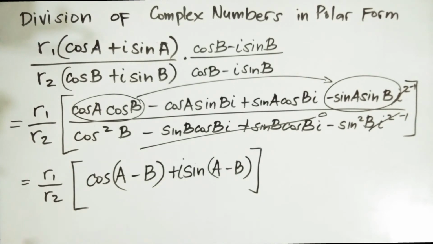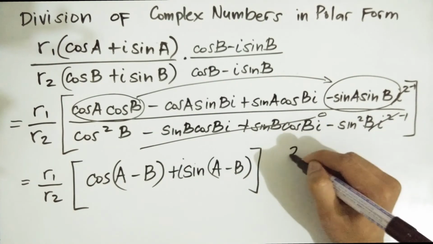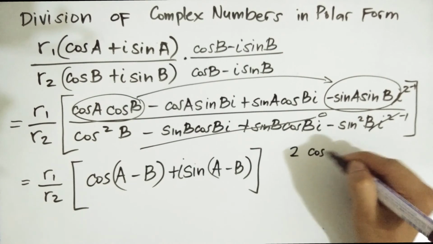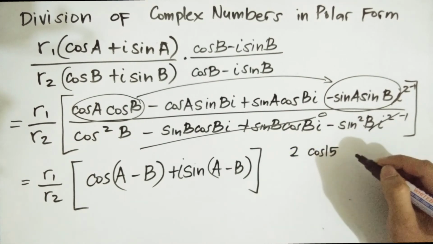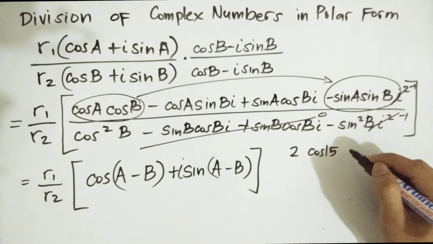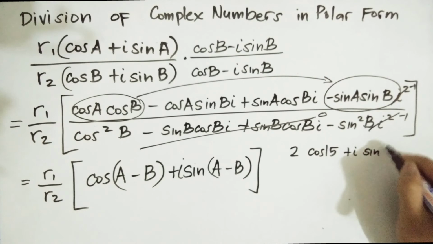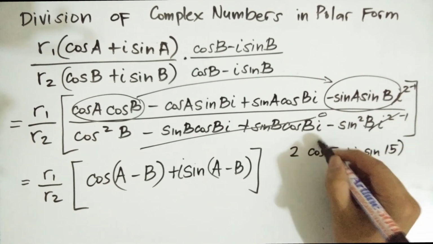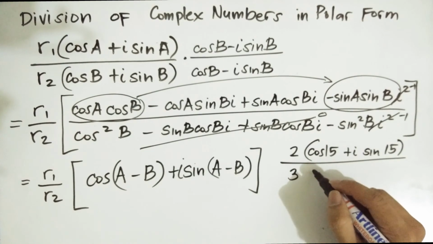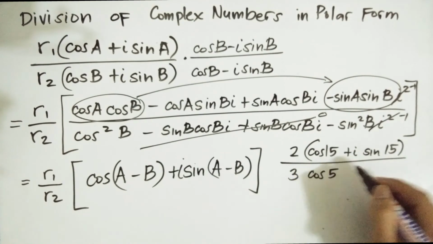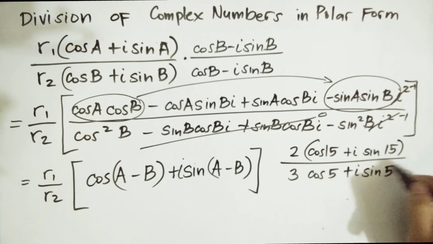Let's try to have an example. Let's say 2 times cosine of 15 plus I sine of 15, divided by 3 times cosine of 5 plus I sine of 5.